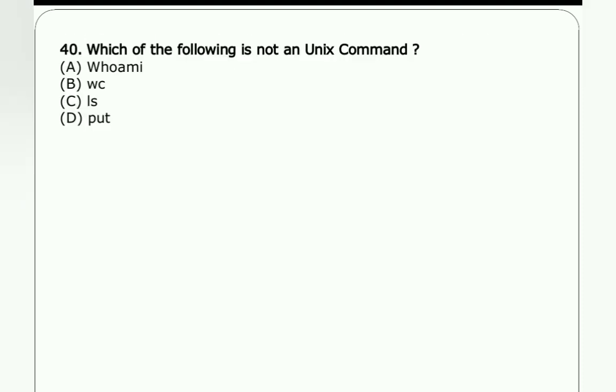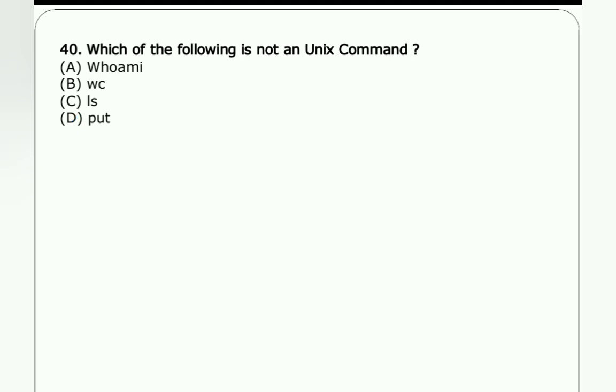Next, which of the following is not a Unix command? In the given commands: whoami, word count, list, put. The first three are Unix commands. Put is not a Unix command. The ls, list, will list the files from the current directory, whereas word count tells you how many lines, words and characters are there in a file. And whoami returns your username. And put is not a Unix command. So the answer is option B.